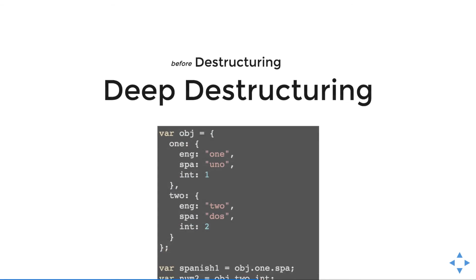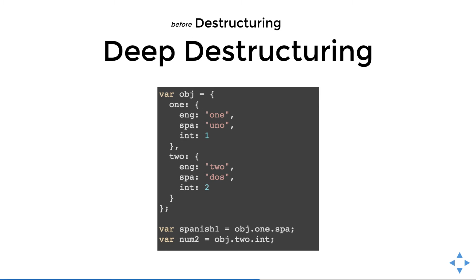All right, if that was confusing, how about this one? Here we have a deeper structured object. Object.1.spa equals uno. With me? Object.2.int equals the integer 2. This makes sense to everyone? You good? All right, how about here?